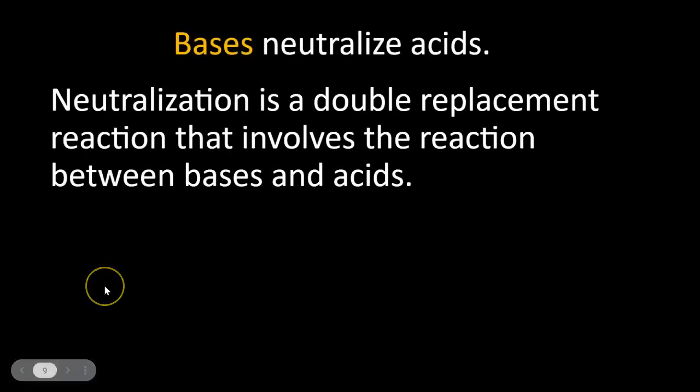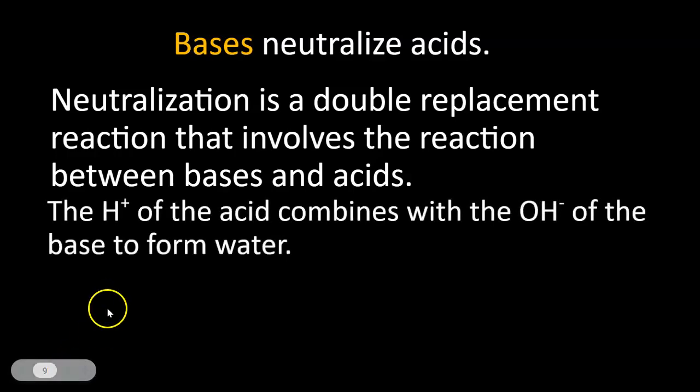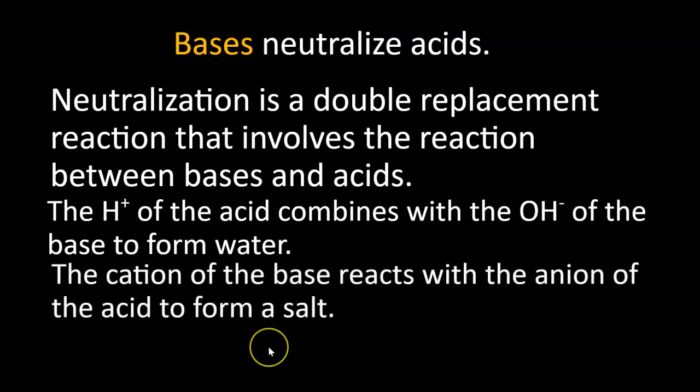Another thing to know is that bases will neutralize acids. So neutralization, and we'll talk a little bit more about neutralization tomorrow, is a double replacement reaction that involves the reaction between bases and acids. So the hydrogen cation of the acid will combine with the hydroxide anion of the base to form water. Okay? The cation of the base will then react with the anion of the acid to also form a salt. And like I said, we're going to talk about this a little bit more in tomorrow's lesson. But what we need to know is that bases will neutralize an acid.